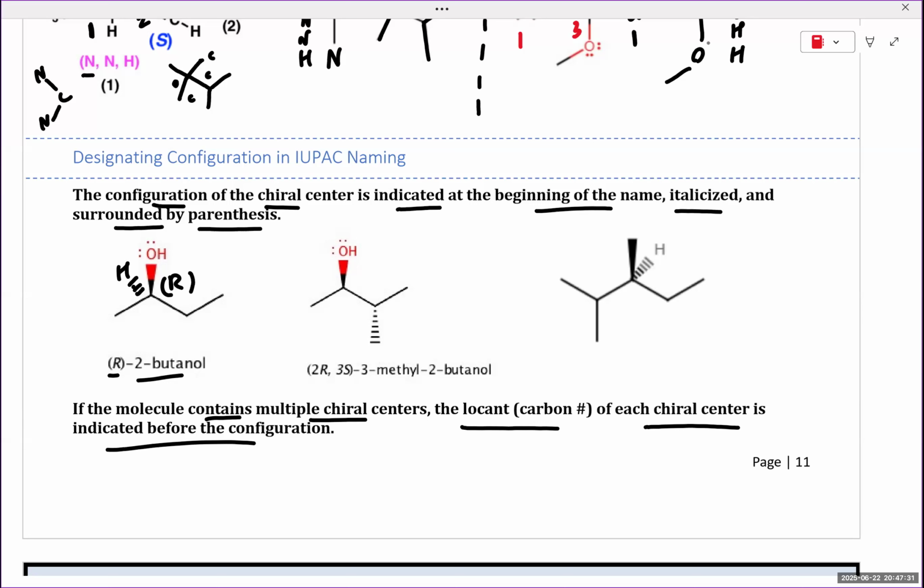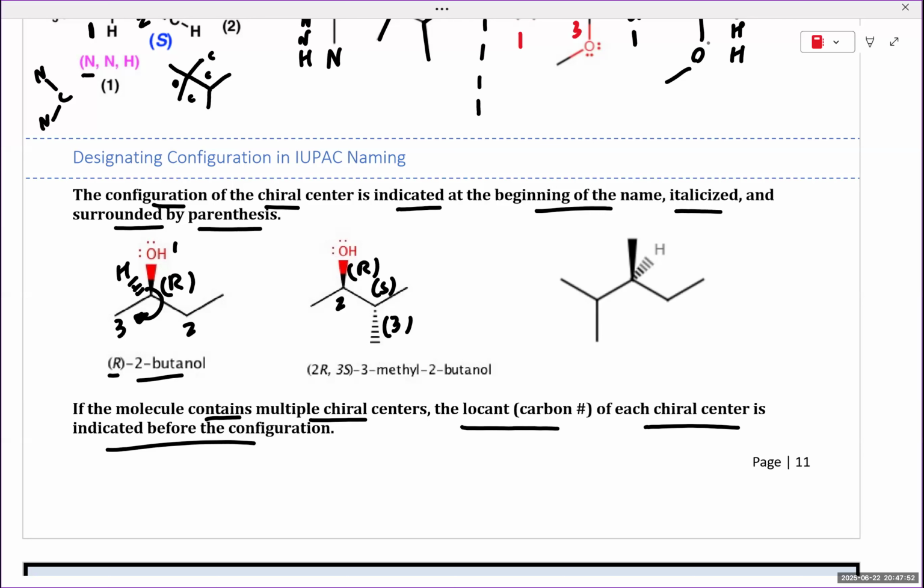We can prove that just really quickly. 1, 2, 3, clockwise, definitely R. Well, in this case, because there are two chiral centers, 2R is telling us carbon 2 has an R configuration, while carbon 3 has an S configuration.